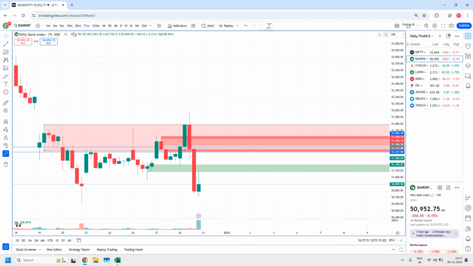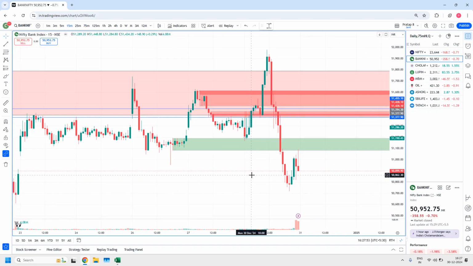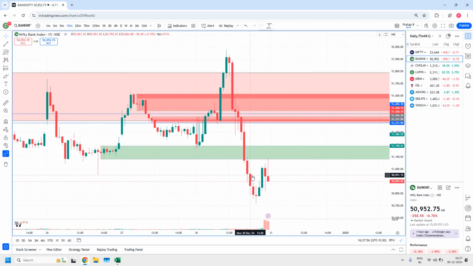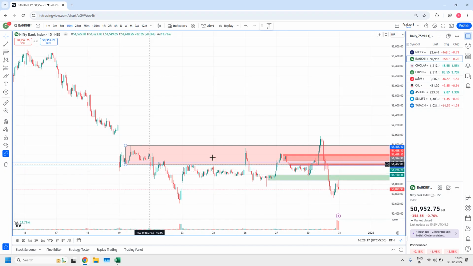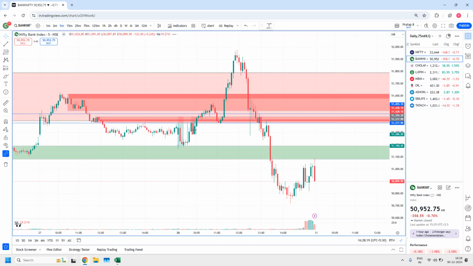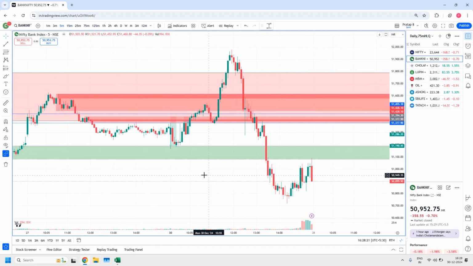Okay, this one we fine-tuned with the 15 minutes time frame. In the 15 minutes, I have drawn drop, 3 base candles and a drop candle. Again, we have a drop, base, drop. Previously, I have explained this. Bank Nifty, we analyzed earlier. These are the two 15-minute zones. And again fine-tune them with a 5 minutes time frame.